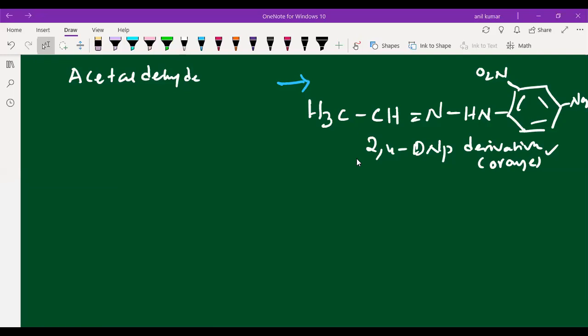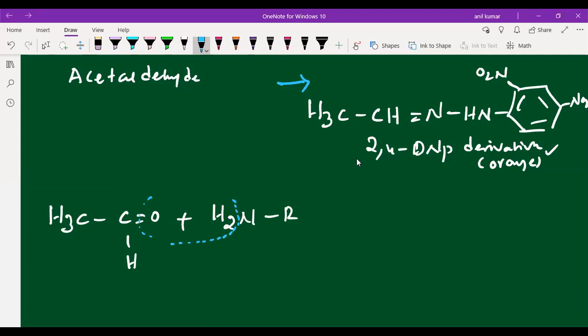So you take an aldehyde again, like acetaldehyde, CH3, C double bond O, H, plus you have to take an amine. This is the amine group, students. So now you can see that H2O will be eliminated here, and thereby you are going to get CH3, CH double bond NR. So this is the test shown by the aldehydes.